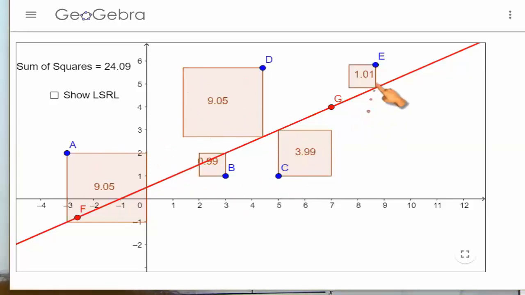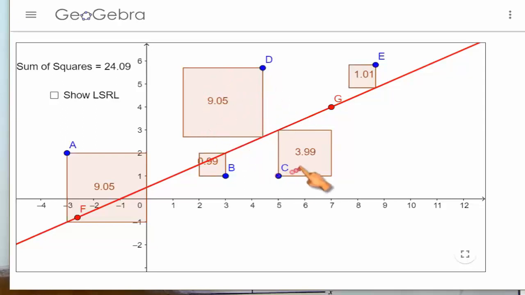Take a look at point E first. Point E has this length as a residual. That length is 1. If you take 1 and square it, you get 1 back. So the area of this square right here is about 1, and the squared residual is 1 for that point. This point D here, the residual is this length, which is about 3 units long. When you square that residual length, you get about 9, or the area of this brown square here.